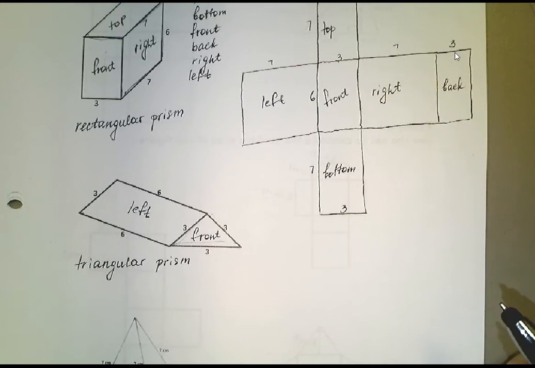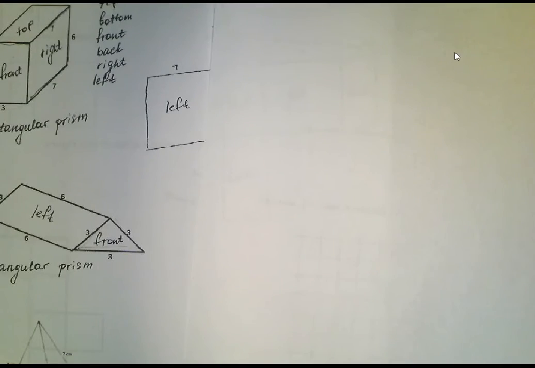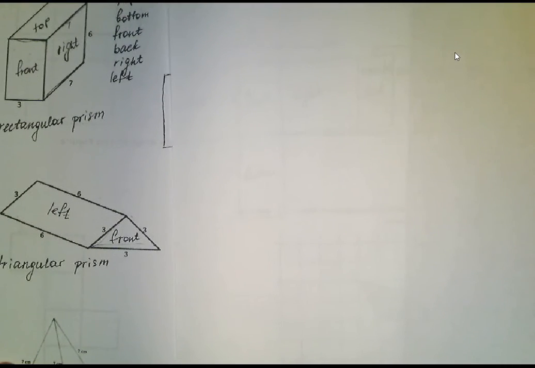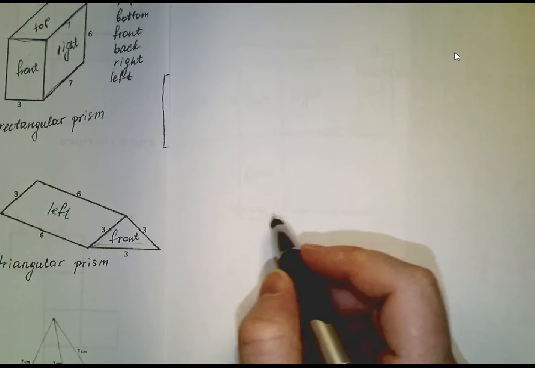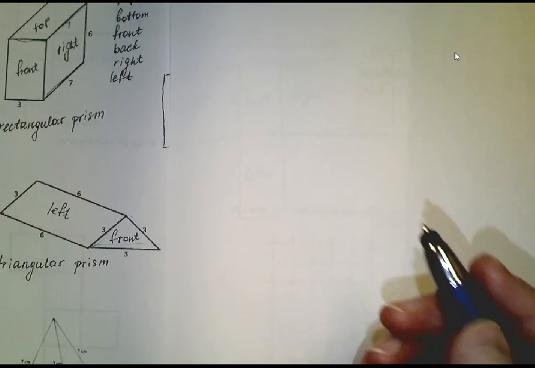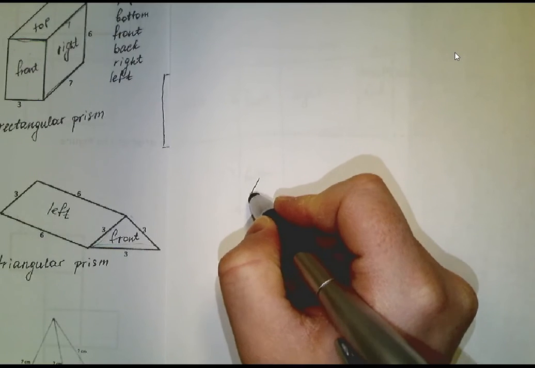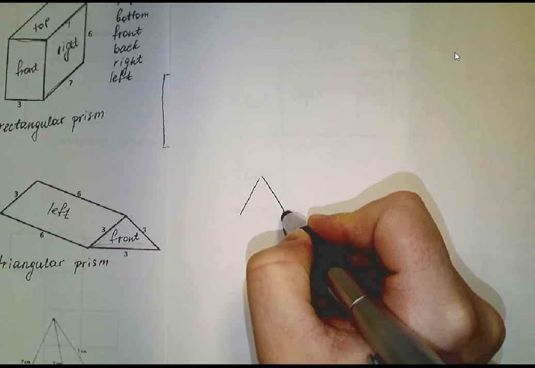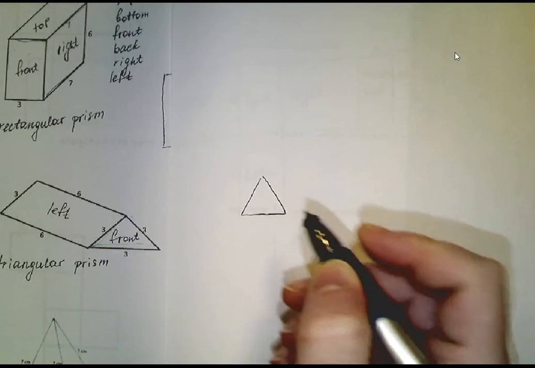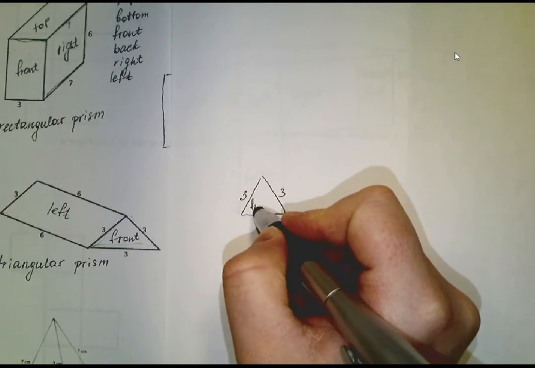I probably need to take a separate piece of paper for this because I will not have enough space. Okay, so I'm going to just do it this way. All right, so we have the front and the back. I'm going to start with the front. So it's a 3 by 3 by 3 triangle, something like this. This is the front.